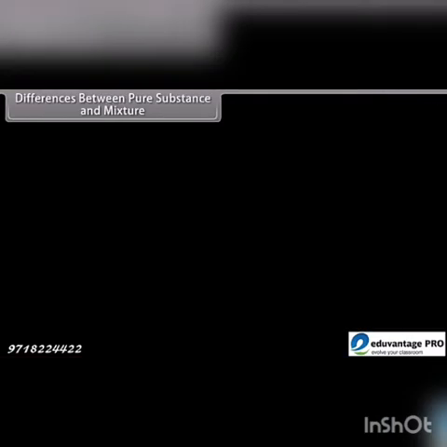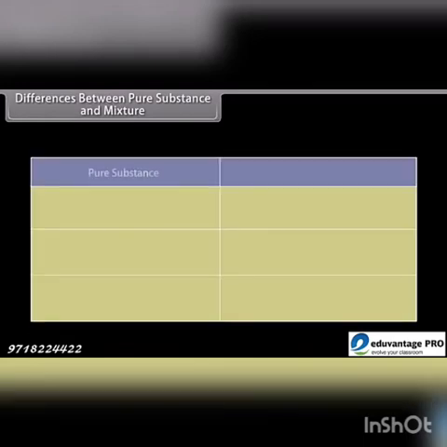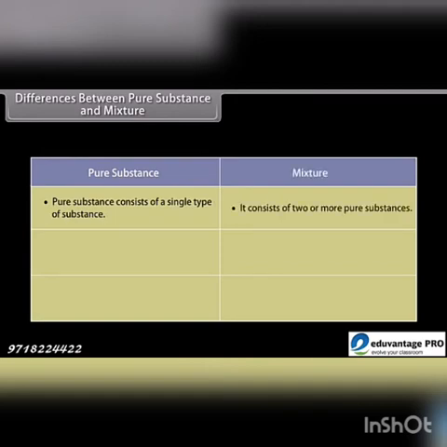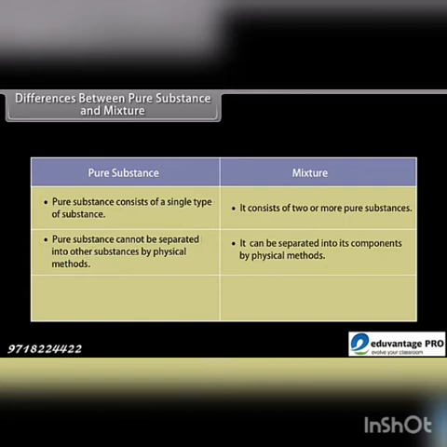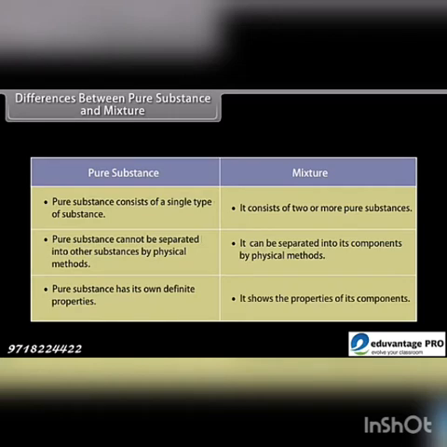Differences between pure substances and mixtures. A pure substance consists of a single type of substance, whereas mixtures consist of two or more pure substances. A pure substance cannot be separated into other substances by physical methods, but mixtures can be separated into their components by physical methods. A pure substance has its own definite properties. A mixture shows the properties of its components.